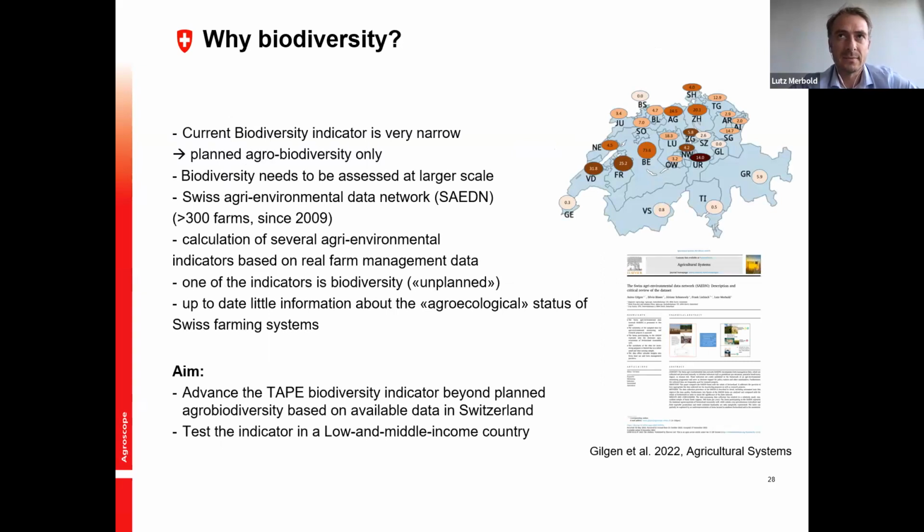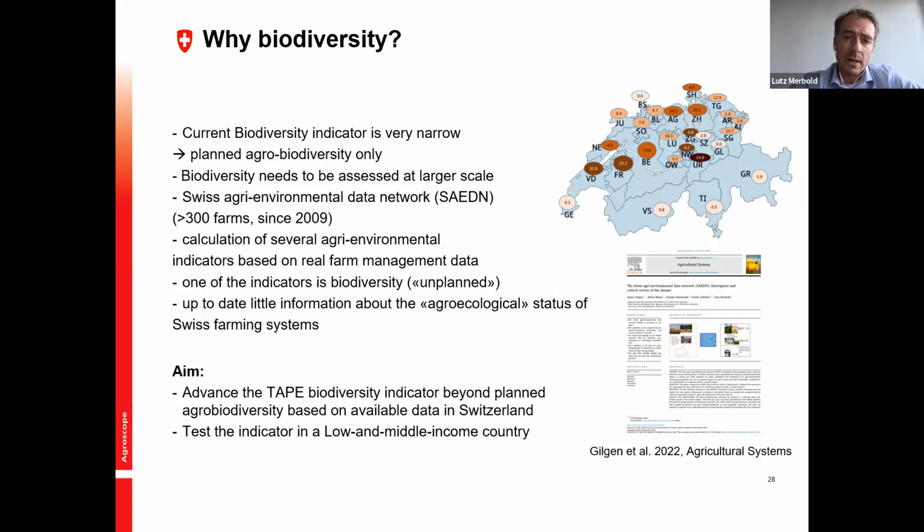Okay, so why biodiversity? The current biodiversity indicator within TAPE focuses on plant agrobiodiversity only, so only how many crop species or animal species you have. It doesn't take into account the wider landscape scale biodiversity, which is very important and goes clearly beyond the farm level, because biodiversity actually needs to be assessed at a larger scale.